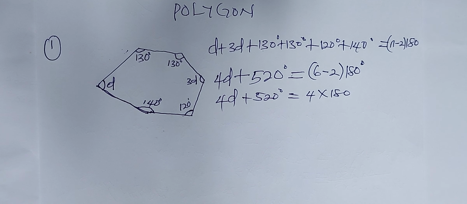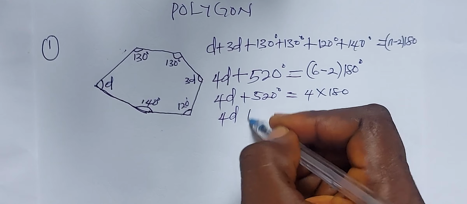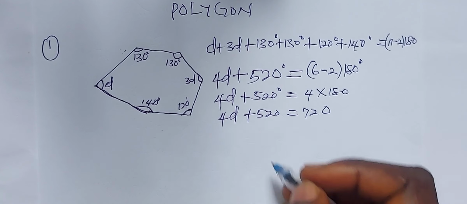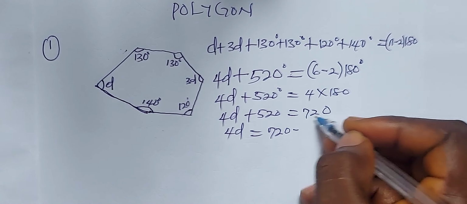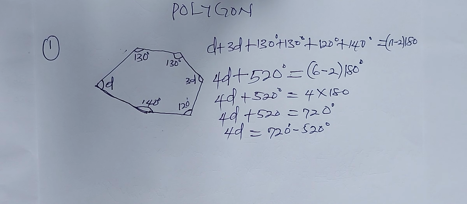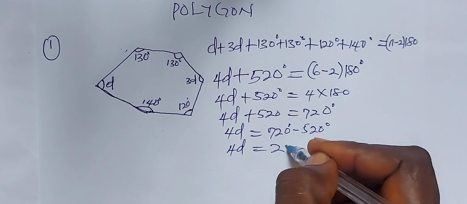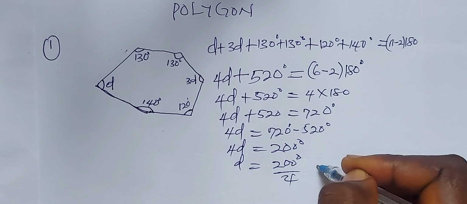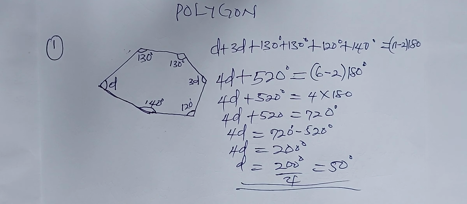Okay, and 4 multiplied by 180 is 720. So our 4D equals 720 degrees minus 520 degrees. And if you subtract it, you have 4D to be 200 degrees. Your D now is 200 degrees divided by 4, which will give you 50 degrees. And that solves the value for D.